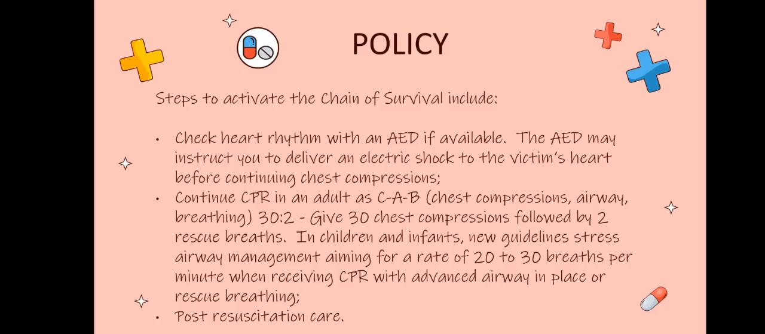Next is to continue CPR in an adult as CAB, or chest compressions, airway, and breathing. That is 30 chest compressions followed by 2 rescue breaths. Then in children and infants, new guidelines stress airway management, aiming for a rate of 20 to 30 breaths per minute while receiving CPR with an advanced airway in place or rescue breathing.